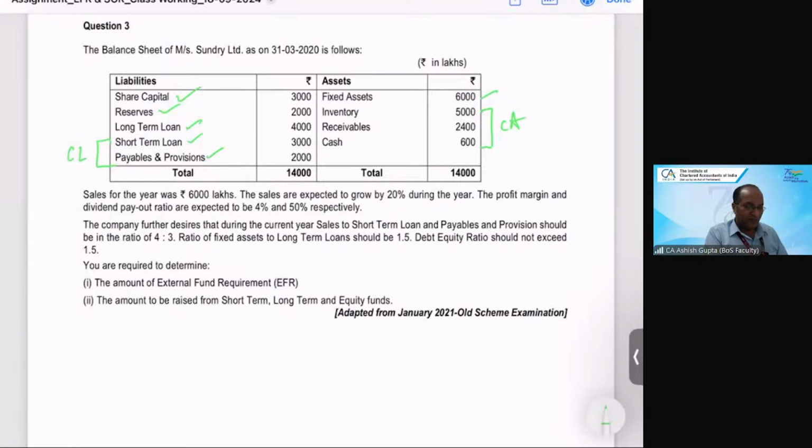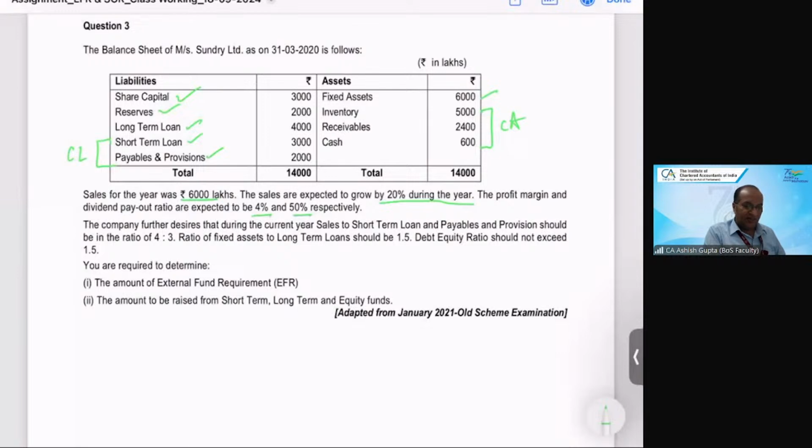Sales for the year was 600 lakh. The sales are expected to grow by 20% during the year. Now see, here you expect that there is some growth. This is not in your hands, you are expecting that. There may be a number of reasons like growth in the economy, maybe the elimination of a competitor, whatever be the reason. The profit margin ratio, tax rate and dividend payout ratio are expected to be 40%, 4%, and 50%.